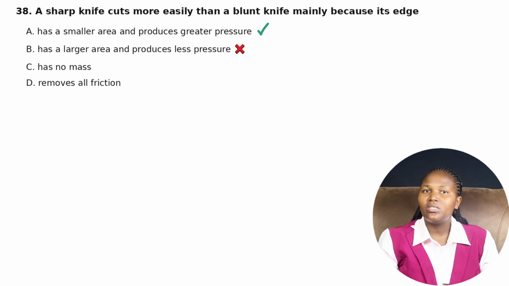Now, the knife does have mass, and cutting is not explained by removing all friction. An exam tip here is to remember that when an object is designed to pierce or cut, look for a small contact area. And when an object is designed not to sink into a soft surface, look for a larger contact area. Then question number 39.